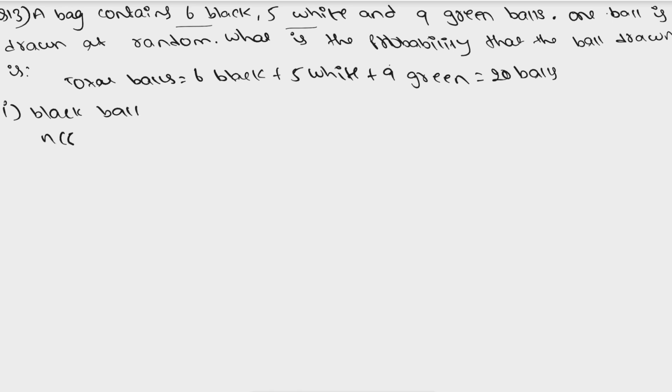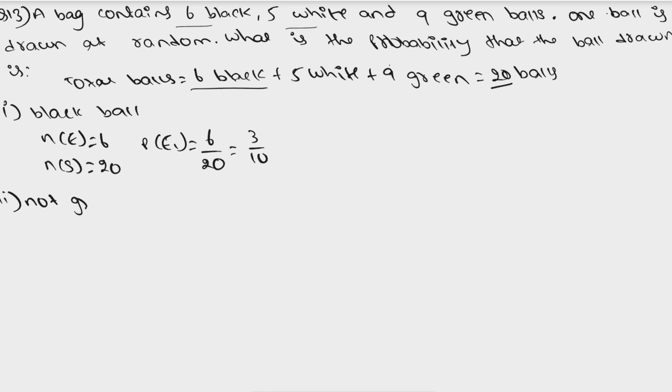First we need to find the probability of getting a black ball. How many black balls do we have? n of E is 6 black balls, and n of S is equal to total balls, 20. The probability of the first event is 6 by 20, which can be simplified as 3 by 10. Next, the probability of not a green ball. Not green means we may get black or white, so n of E is equal to 6 plus 5, which is 11. The probability of the second event is n of E by n of S, which is 11 by 20.